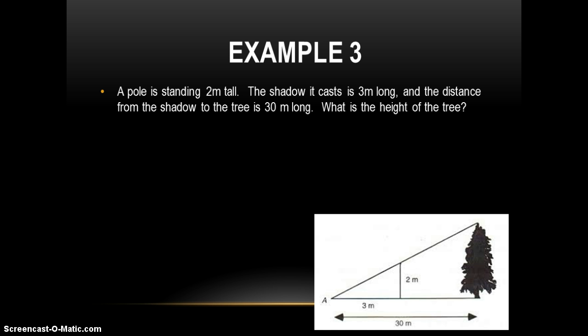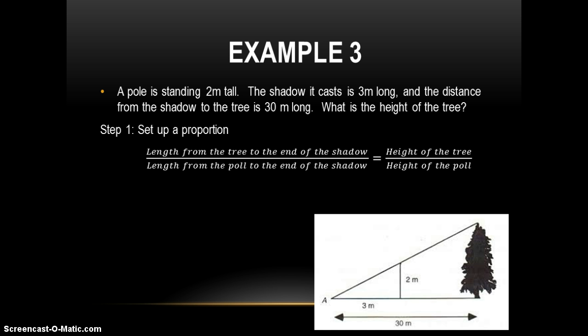So we're going to set up a proportion. Step 1, set up a proportion. So we have the length from the tree to the end of the shadow over the length from the pole to the end of the shadow. Now if you look at our 2 triangles, those are our corresponding sides. And now we have the height of the tree over the height of the pole. Those are our other corresponding sides.